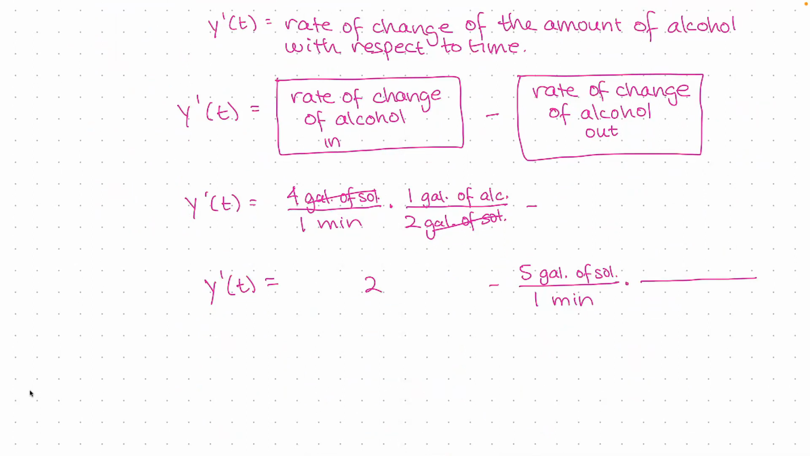But we do have y that represents the amount of alcohol at any given time t. So we have y gallons of alcohol at time t. So now we just need to figure out how much solution we have at time t.